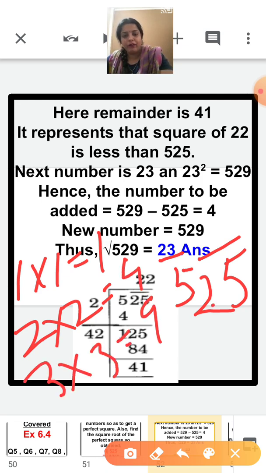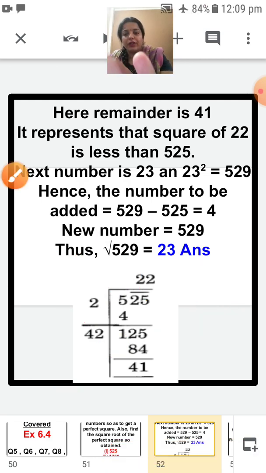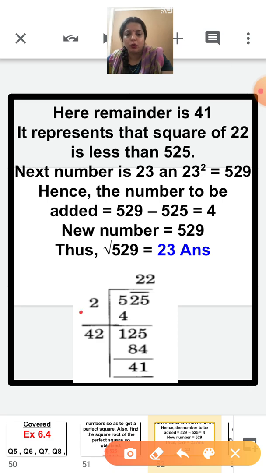So for 5, which number is suitable? 2, because 2 multiplied by 2 you are getting 4. So this condition can be satisfied because 9 is a greater number. We can't take 9. So instead of 3 into 3, we can take 2 here and 2 here. 2 2s are 4. So 5 minus 4 is 1. You are getting 1 here.